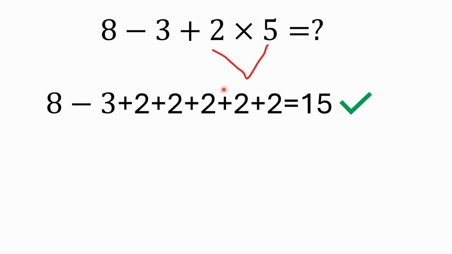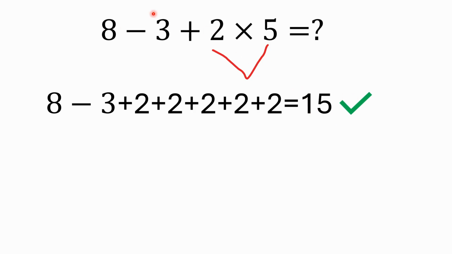You can make this the same thing as this. These two equations are identical. 8 minus 3 plus 2 plus 2 plus 2 plus 2 plus 2 is the same thing as what you have above, and you still get 15.